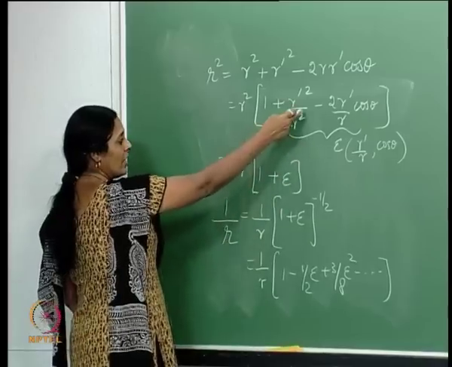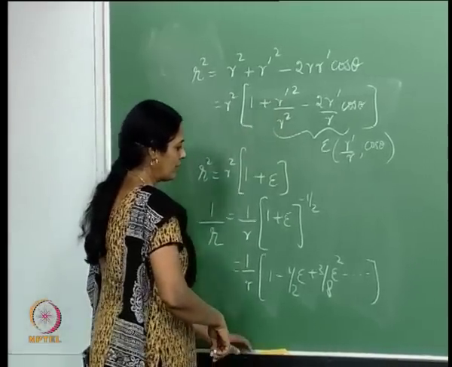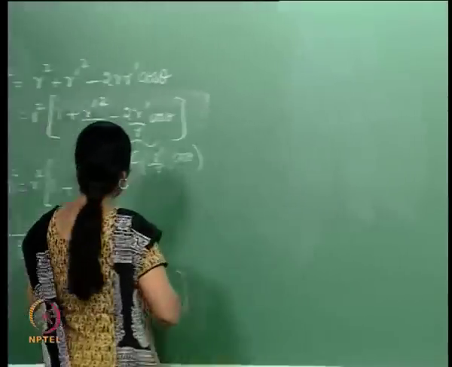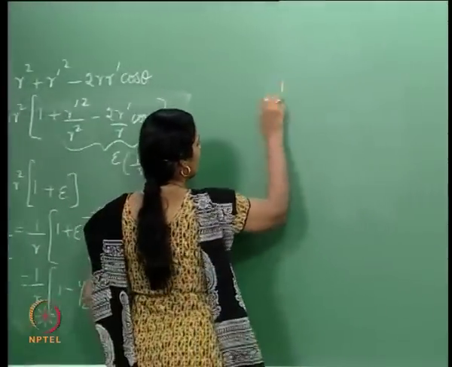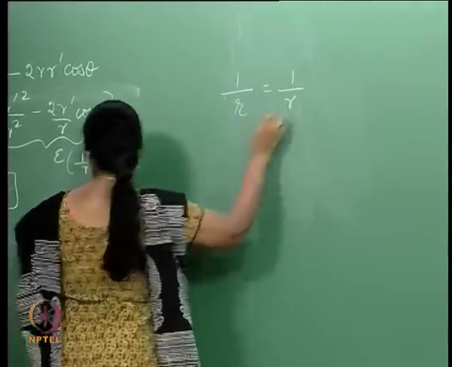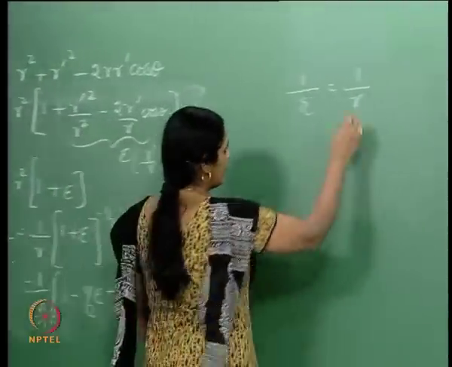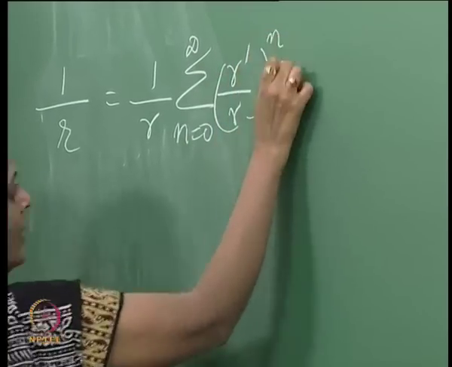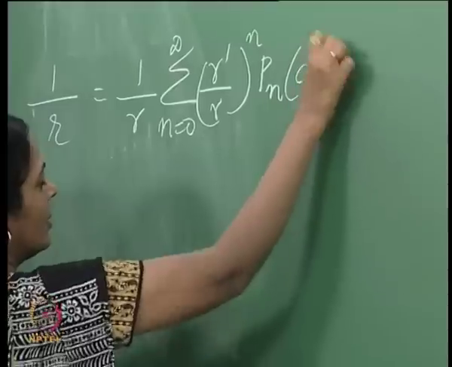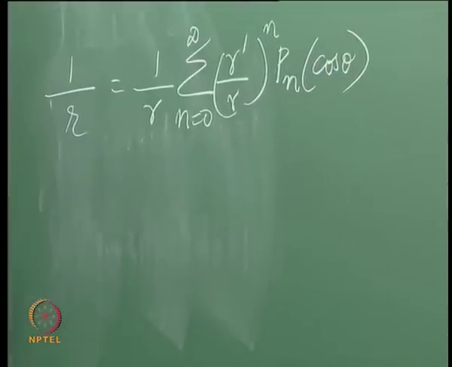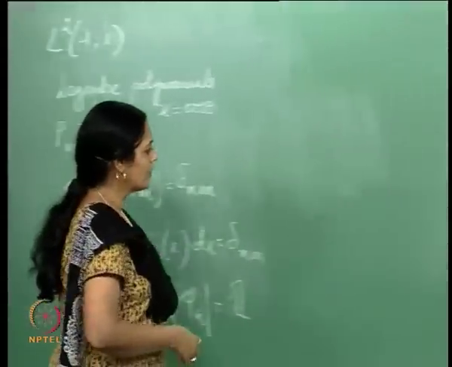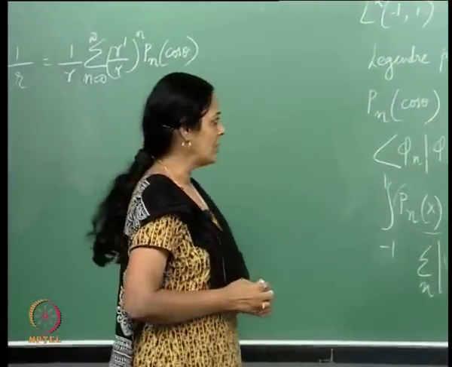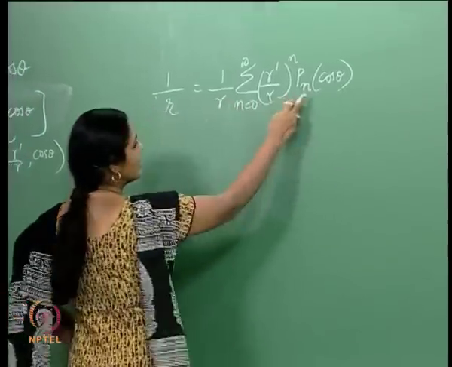Now I could well go back and write out epsilon and substitute for 1 by r, and I simplify this by putting in epsilon in terms of r prime by r and cos theta. I find that 1 by r is this 1 by r, and this series is summation n equals 0 to infinity, r prime by r to the power of n, Pn cos theta. So already you see there is an example from electrostatics where the potential due to an arbitrary charge distribution pretty far away from the location of the charge distribution is expanded in this basis.